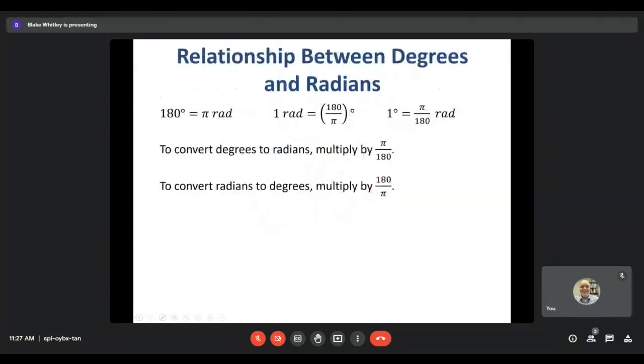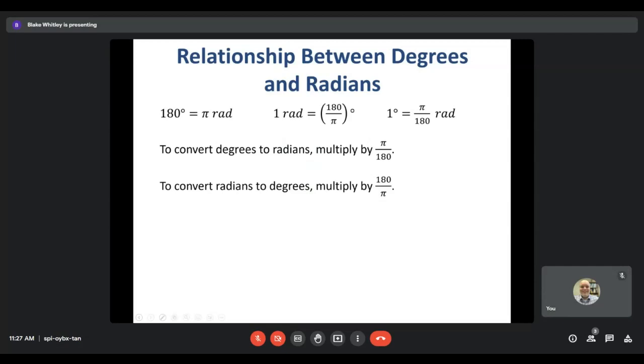Now here's the relationship between degrees and radians. Okay, so we know 180 degrees is going to be equal to pi radians. Remember, pi is just an irrational number, approximately 3.14, but we are going to use an exact value of pi. So whenever you're doing these calculations using a calculator, please use the pi symbol in your calculator, not just the approximation, because we want to get as accurate as we can.